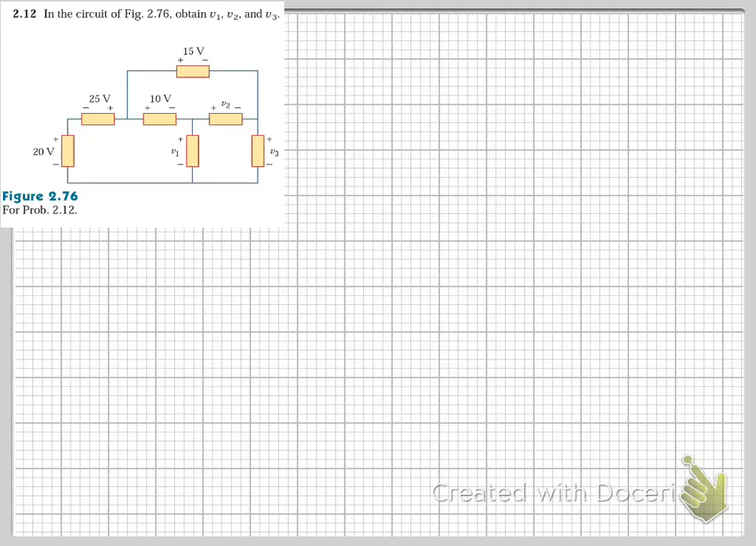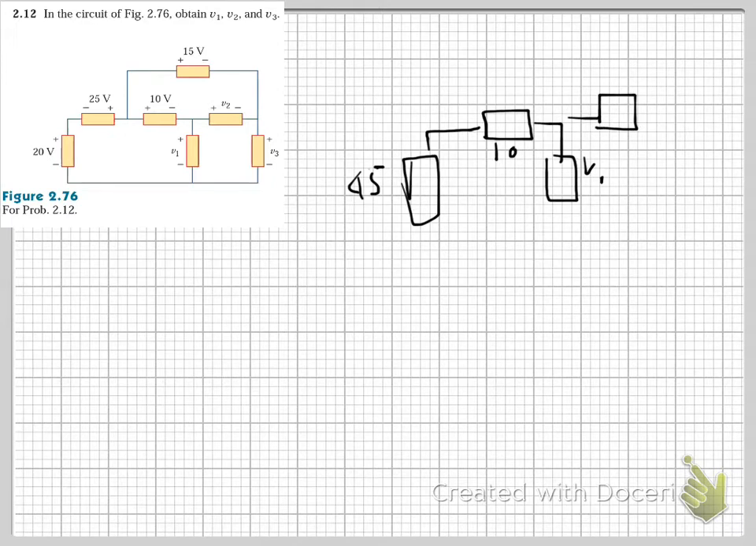Okay, so first thing I'm going to do is redraw this because it will make a little bit more sense when it is redrawn. Your 20 and your 25 source is a 45 there, and then you've got your 10 here, and then you've got a V1 here, you've got V2 here.